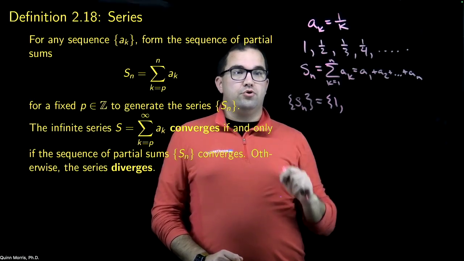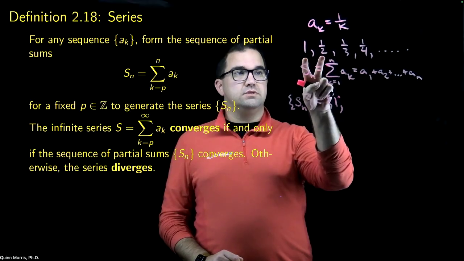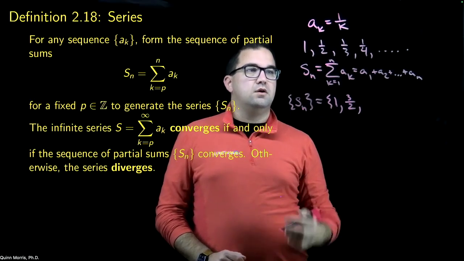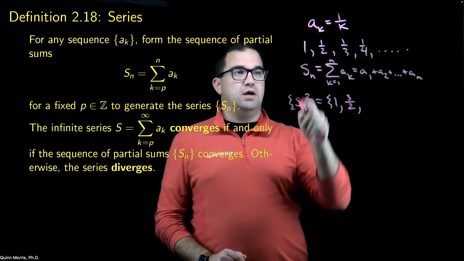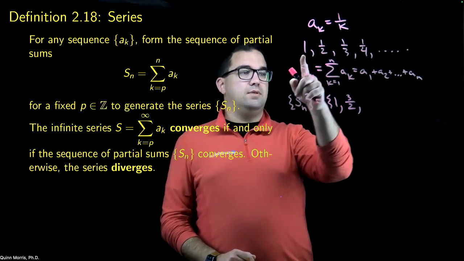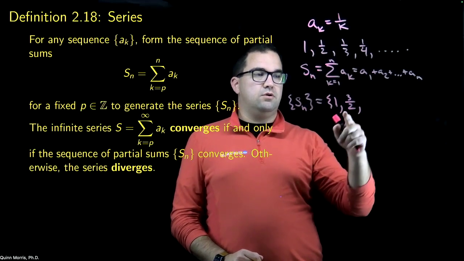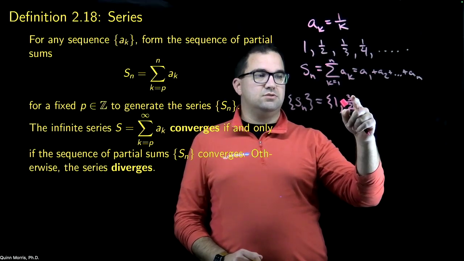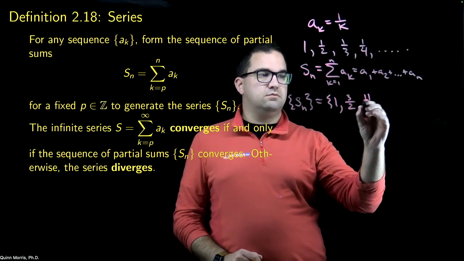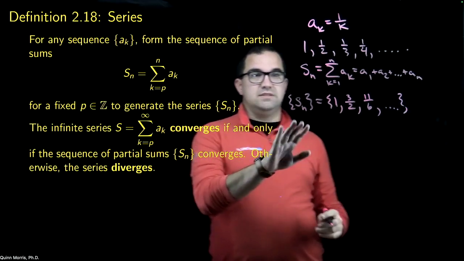The second term in the sequence of partial sums is the sum of the first two terms. So it'd be 1 plus 1/2, which is 3/2. The third term in the sequence of partial sums would simply be the sum of the first three terms. So I would be looking at 1 plus 1/2 plus 1/3. In terms of sixths, this would be 9/6 plus 2/6, which is 11/6. And we could keep forming this sequence in the same way.